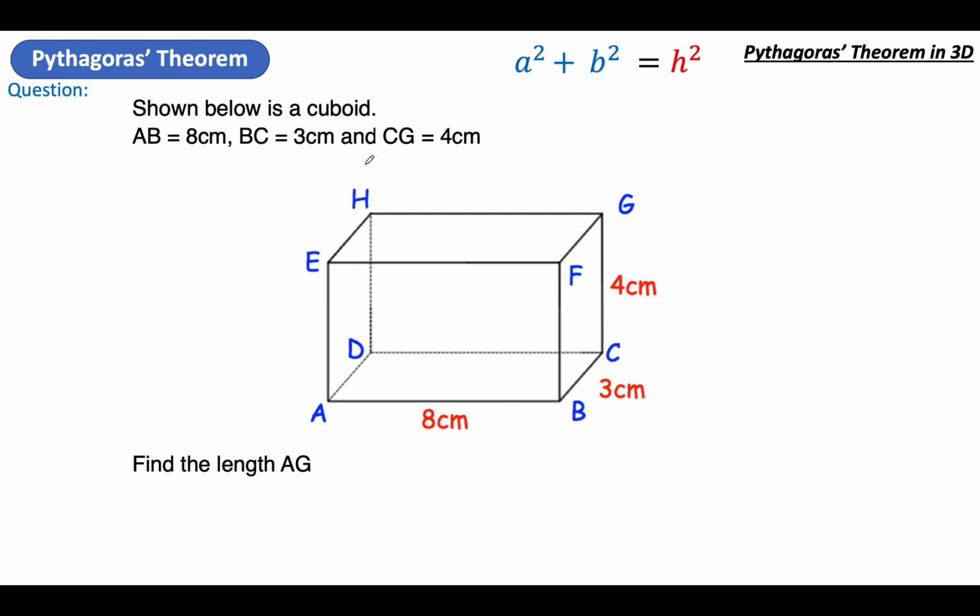So the cuboid here with different lengths on the sides of the cuboid. Find the length AG, that's A to G. Here it is, I've put a red line on there. Pause the video, unpause when you're done.